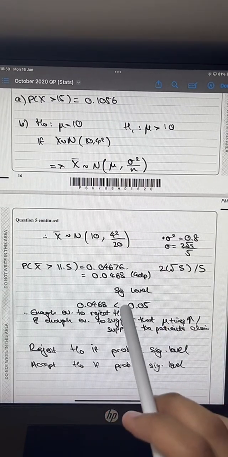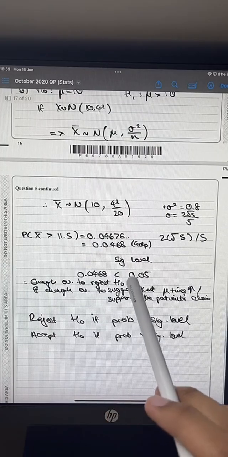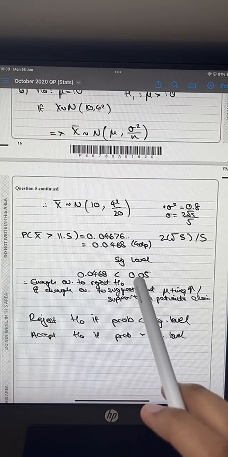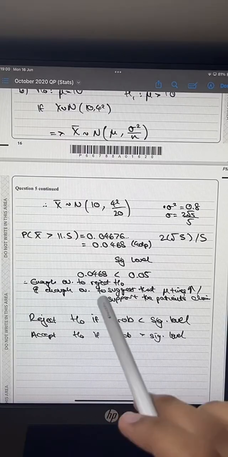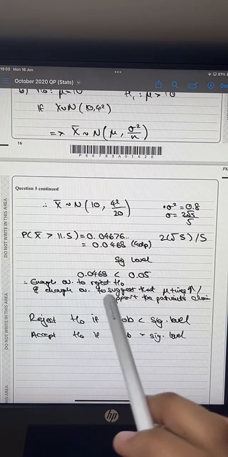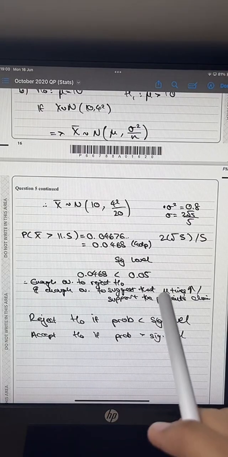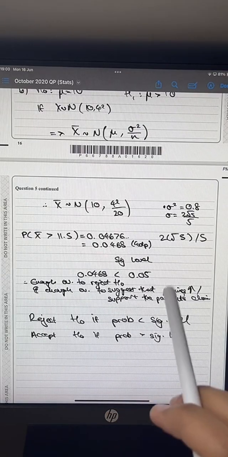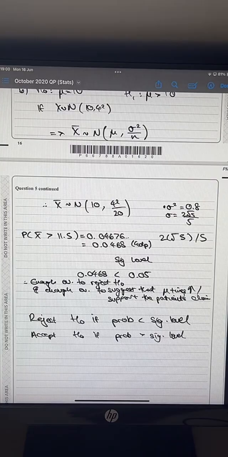Now I compare it to the significance level, which is 0.05. The chance of this happening is less than 5%, which means that if it's lower, you reject the H0. If it's low, reject the H0. I'm not saying the explicit version. So therefore, there's enough evidence to suggest that the mean time has increased, or support the patient's claim. If the probability was below the significance level, it's so low, there's no way that the mean is the same. Don't say it's no way that the mean is the same.